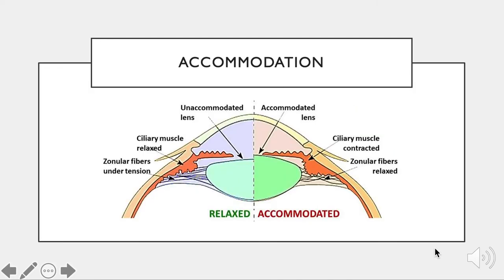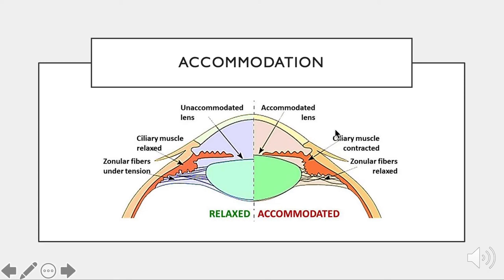Another interesting application of optics to ophthalmology is the eye's ability to change its focal distance through something called accommodation. On the left here, you can see the eye represented in a relaxed state. That's when the eye is looking at something very distant, and those light rays are coming in at a parallel angle. Because of that, you don't need as much refractive power. So the ciliary muscle is relaxed, and the zonular fibers are under tension, and that pulls the lens, stretching it to make it thinner and less refractive.